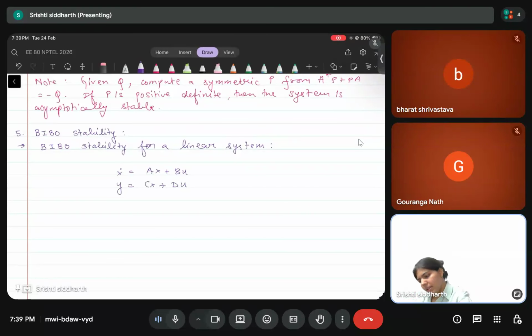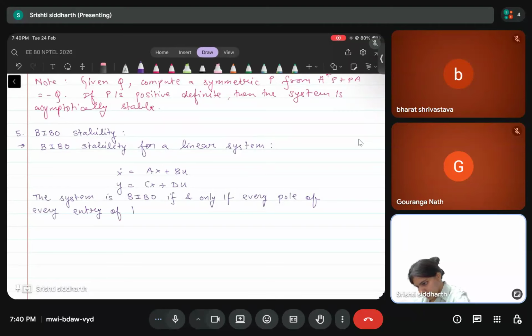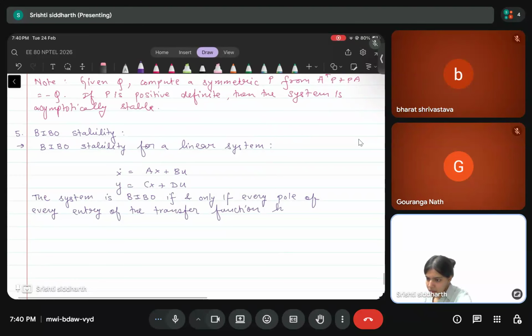Okay. So the linear system is BIBO stable if and only if the pole of every entry of the transfer function has a strictly negative real part.